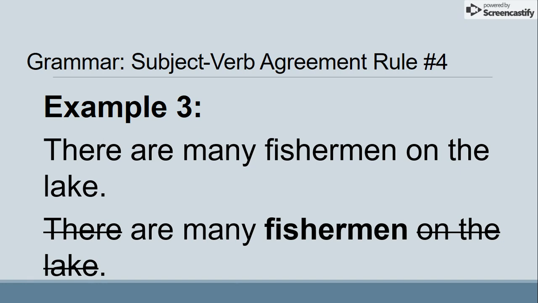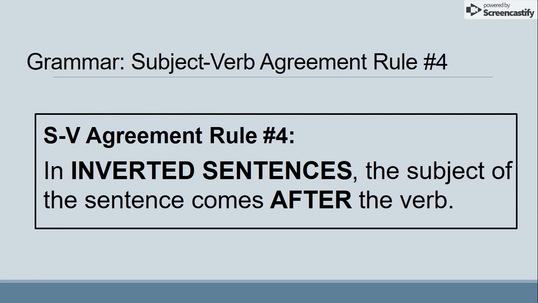All right, so there are 3 examples of how a sentence can be inverted, but you need to make sure you pay attention to the rule. In inverted sentences, the subject of the sentence comes after the verb. So you need to look after the verb to find your correct subject, because you have to find your correct subject in order to find the correct verb that matches it.